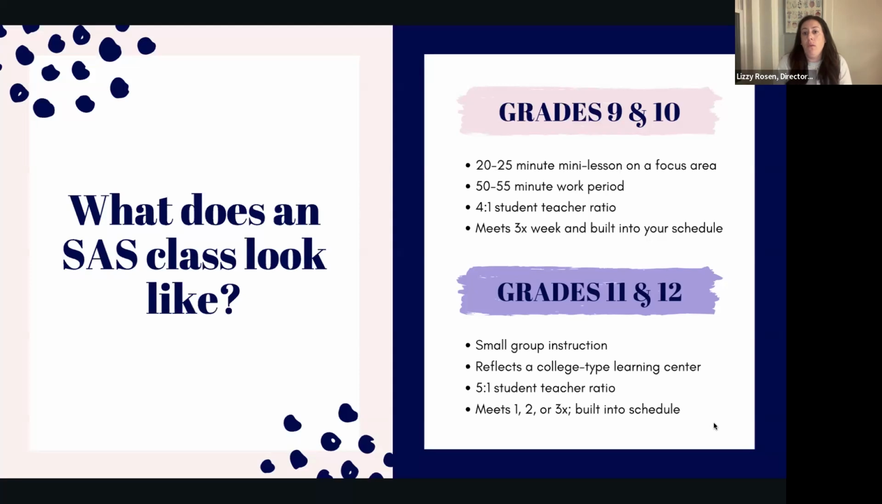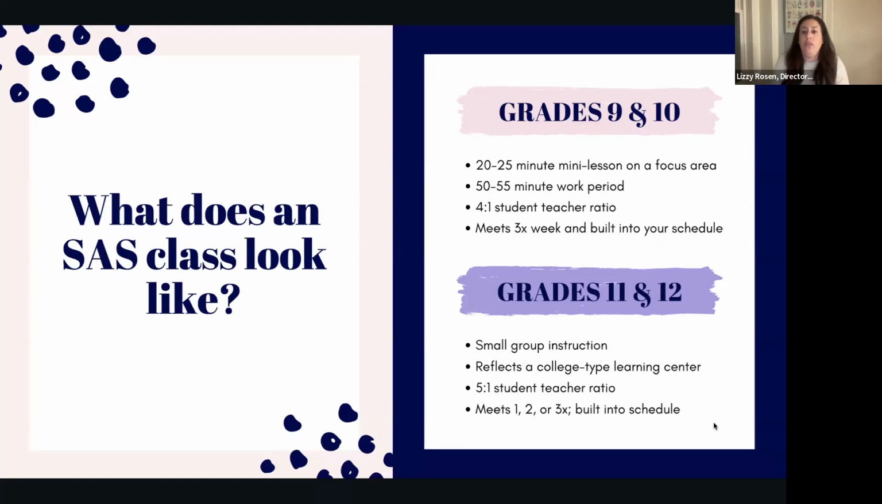The ratio is 4-to-1 student to teacher, which allows us to have that time with each student and really help them dig into what it is that they're working on. In grades 11 and 12, it shifts just slightly. We no longer have mini lessons that begin the class. We sort of reflect a college type learning center where most of it is a work block.